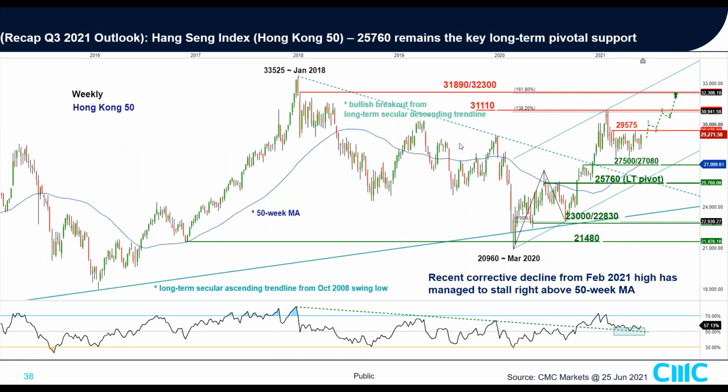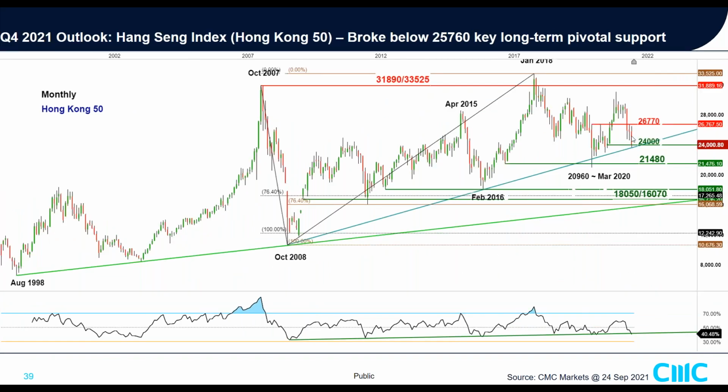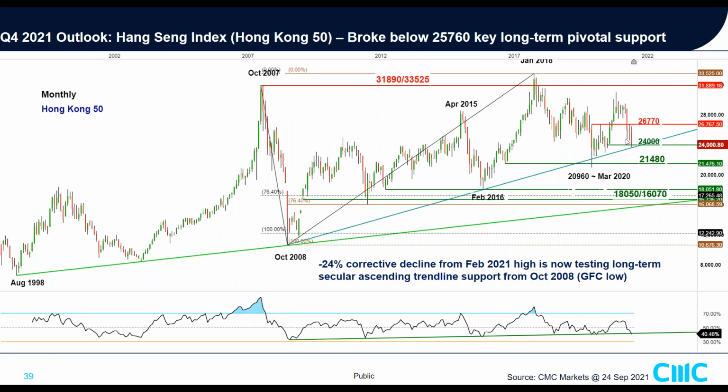Then next will be your Hang Seng. We were looking for a potential recovery in the China big tech stocks, hoping for it to retest the January high of 31,890 to 32,300, with the key support level to watch at 25,760. It has really broken below 25,760, a clear break below it. What we are seeing right now in the Hang Seng is that it has declined by 24% from the February high.